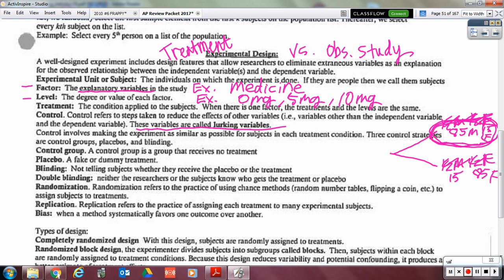Okay? A control group is a group that receives no treatment. Placebo, which is a fake or dummy treatment. Why might you choose to give somebody a placebo? If the response is psychological, such as how I feel, if my pain is better, if my mood is better, if my anxiety is less, I could think that it's happening because I took the pretty pink pill, as opposed to the ugly brown pill that somebody else had to take. I got the good one.